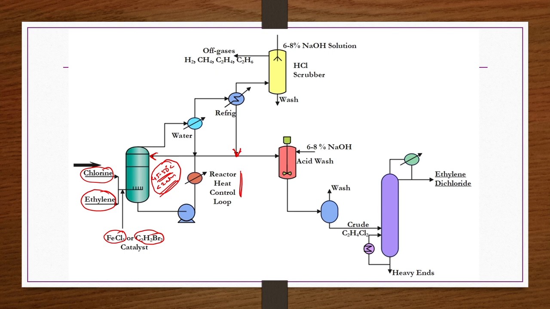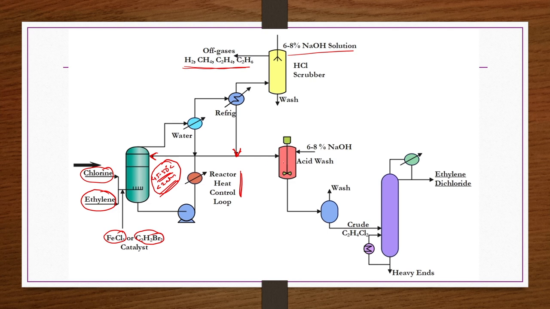Okay. So, after this step, the reaction product mixture is usually in two phases. One is the liquid phase, another one is the gaseous phase. Whatever gases are there, they would be scrubbed with 6 to 8% NaOH solution, so as to scrub out the HCl, and then the non-dissolving components like methane, hydrogen, etc. will be collected as off gases, right.